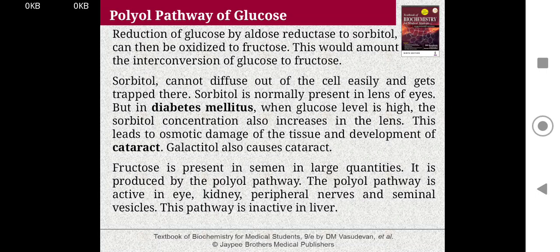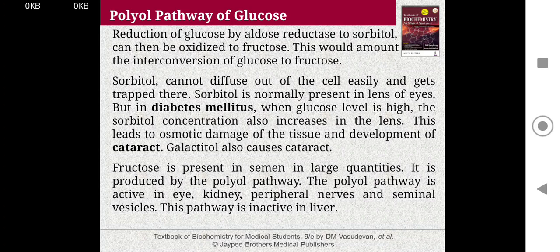Now, polyol pathway of glucose. Reduction of glucose by aldose reductase to sorbitol, which can then be oxidized to fructose. This amounts to the interconversion of glucose to fructose. Sorbitol cannot diffuse out of the cell easily and gets trapped there. Sorbitol is normally present in the lens of the eye, but in diabetes mellitus, when the polyol pathway operates, the sorbitol concentration increases in the lens. This will lead to osmotic change and develop cataract.